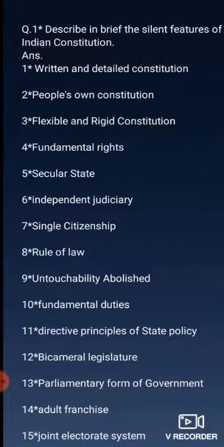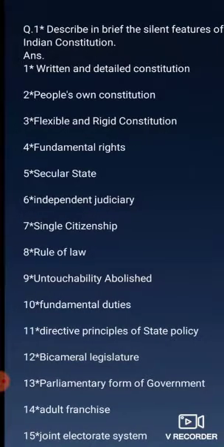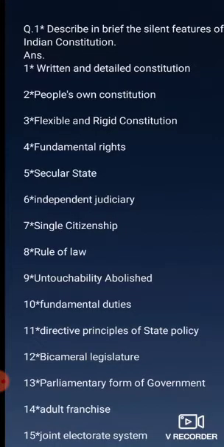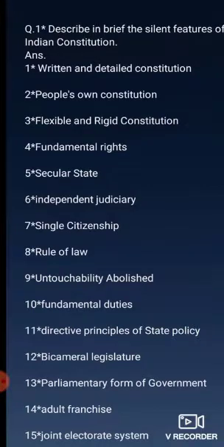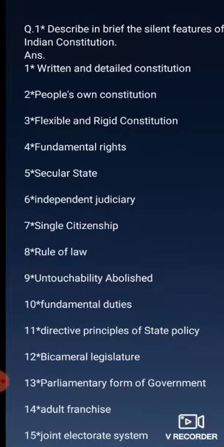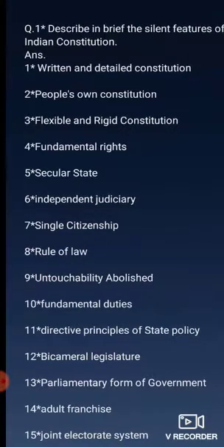Fifth feature is secular state. The Constitution of India establishes a secular state. By the 42nd Amendment, the word secularism is included in the preamble of the Constitution. It means India has no religion of its own. India will give equal respect to all religions.